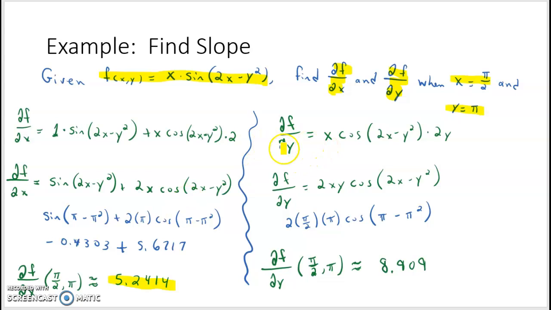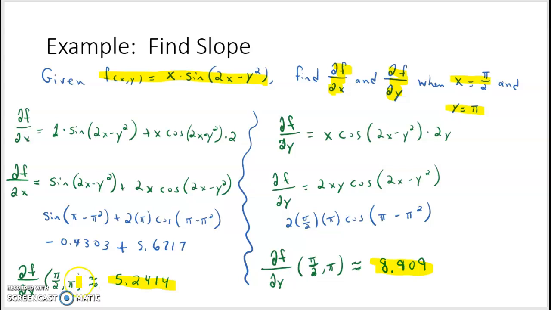The other one here, the partial with respect to y, we're treating x as a constant. The partial with respect to y is a little bit neater, since you don't need a product rule because x is considered a constant there, but you get 2xy cosine 2x minus y squared. And pushing that through a calculator, plugging in the two values for x and y, I got 8.909. And that's what I got as far as pushing that through.